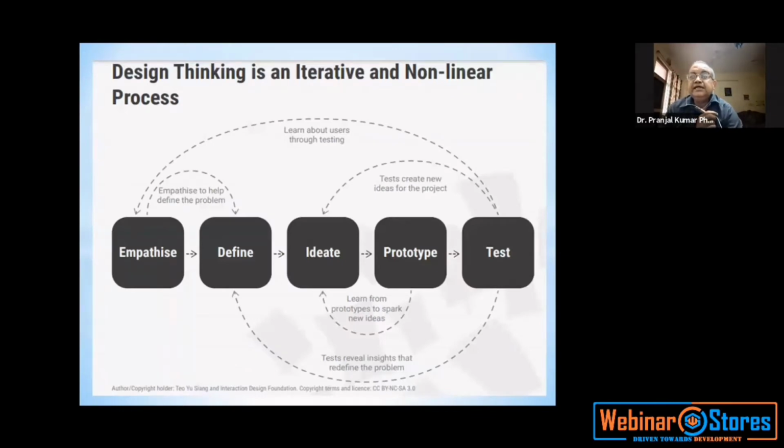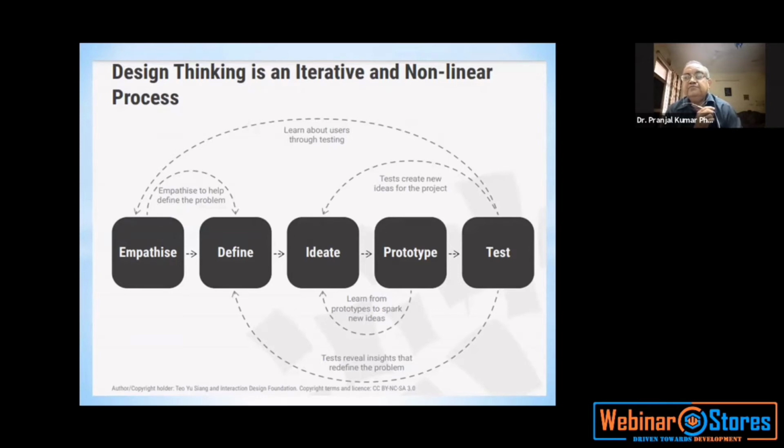So it is an iterative and non-linear process, as I told you. The processes are empathize, define, ideate, prototype, test. So loops, if you can see, it is not like I will start with empathize and end at test. It can be anywhere. We can start at any moment at any particular process, but all 5 need to be touched upon until we get the solution we intended.